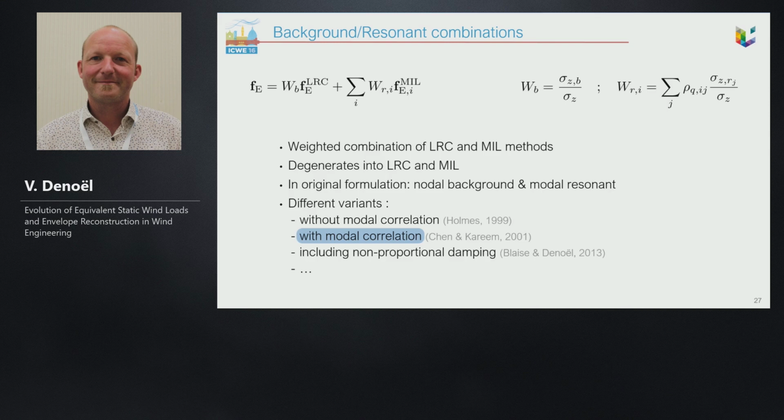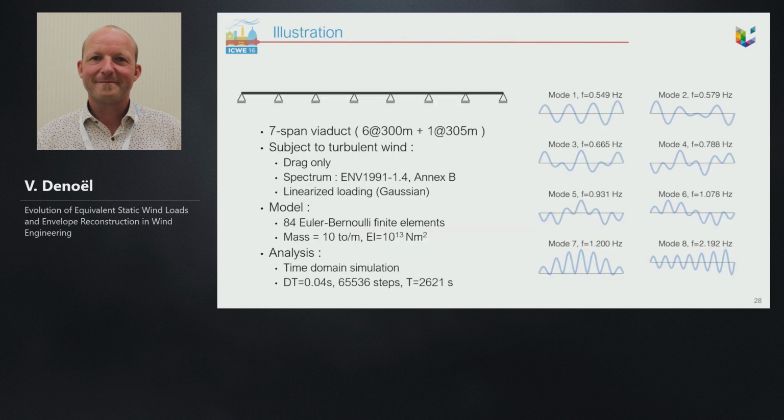Because I want to illustrate all those concepts with a very simple example, which has been designed just for the purpose of this talk, and in which we have quite a dense density of natural frequencies, so modal correlation is just important. So the example is as basic as we could imagine. This is something that would mimic somehow a viaduct, if you want. It's a seven-span viaduct, almost equal spans. I just decided to take the last span slightly longer in order to create some asymmetry in the structure. You see the mode shape is not perfectly symmetric.